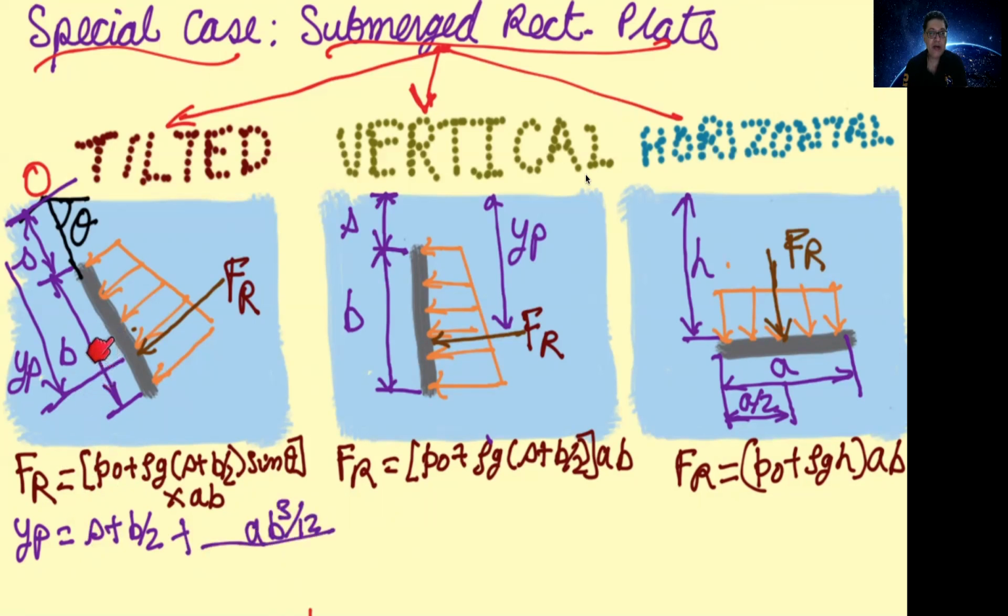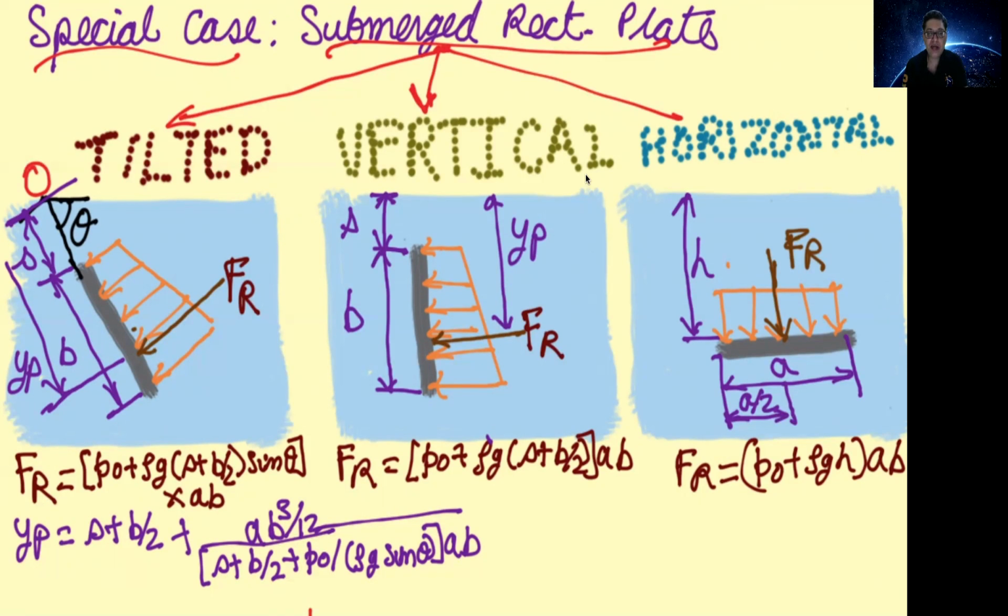So the moment of inertia of this plate about its centroid. The length of this plate is B, and perpendicular to this plane, the dimension is A. So for a plate of dimension A and B, the moment of inertia is given by A B cube by 12. So this is the moment of inertia in the numerator, and the denominator you have Yc, which is s plus b by 2, plus P naught divided by rho g sin theta, and then multiplied by area. So this is the expression for the center of pressure for a tilted plate.